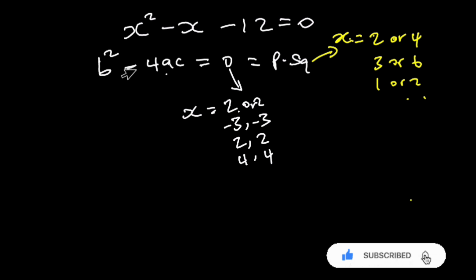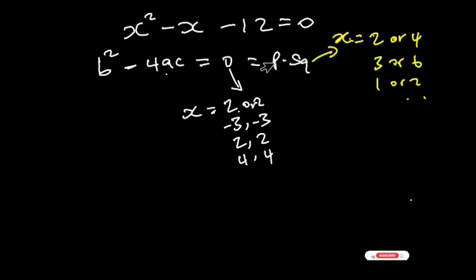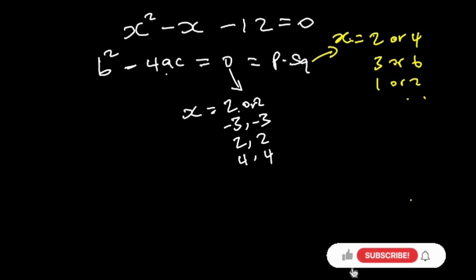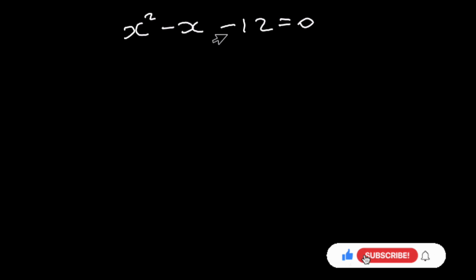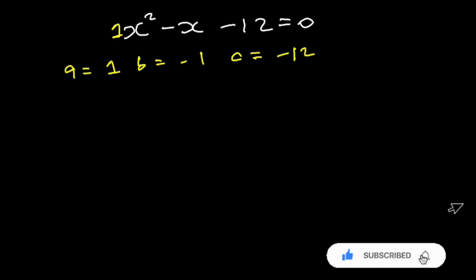So let's go ahead and solve this equation that's displayed on the screen. We'll first find the discriminant of the equation and know if it's factorizable or not. So we're given x squared minus x minus 12 is equal to 0. So we have that our a is equal to 1, which is the coefficient of x squared. Our b is equal to -1, which is the coefficient of x, and then our c is equal to -12, which is the constant.